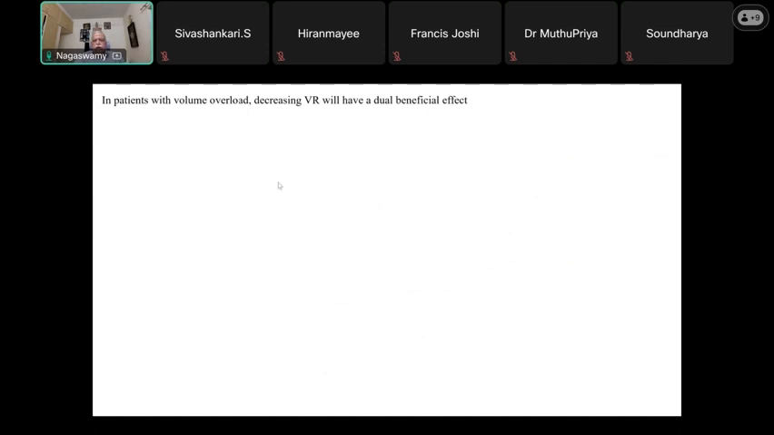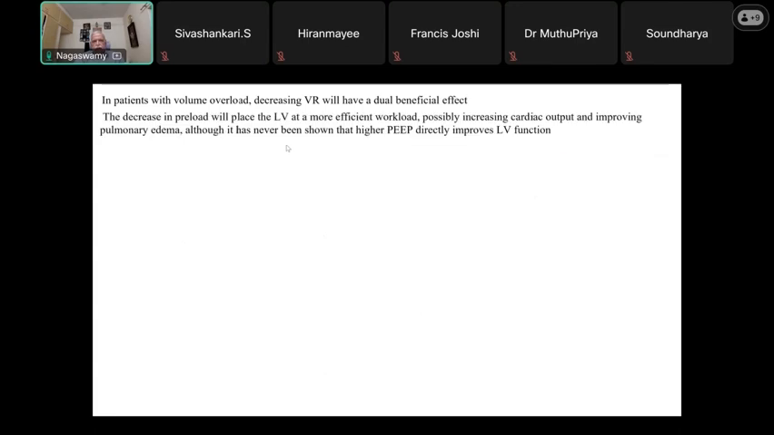And how, with cardiogenic pulmonary edema, does it help? Decreasing the venous return decreases the preload, because the heart is already struggling to pump the load. So you decrease the venous return. The decreased preload will place the LV at a more efficient workload, possibly increasing the cardiac contractility and thereby improving the LV function. And decreased venous return means less blood pumped into the RV and less blood into the pulmonary circulation also, so more water cannot go into the lung.